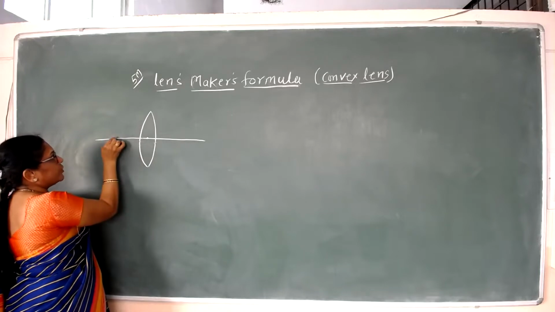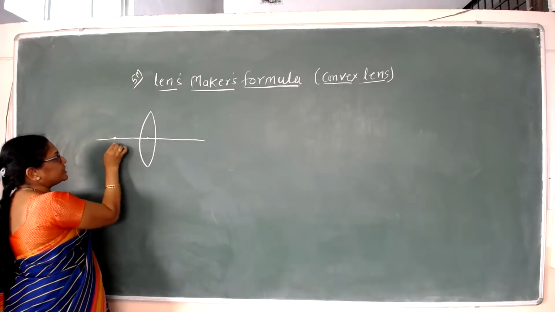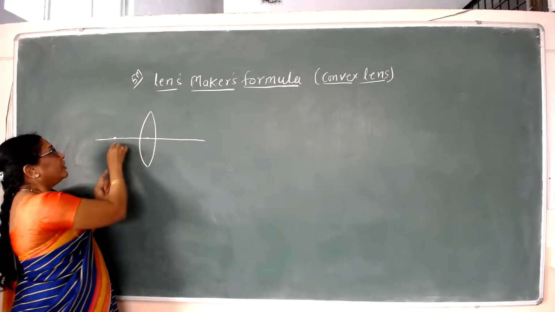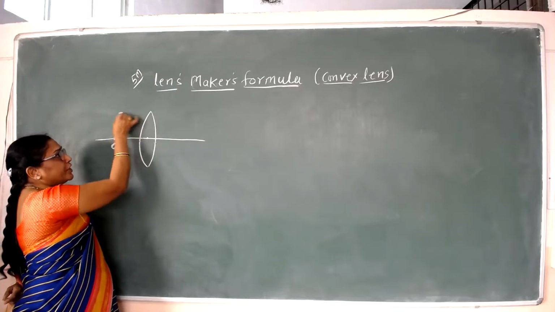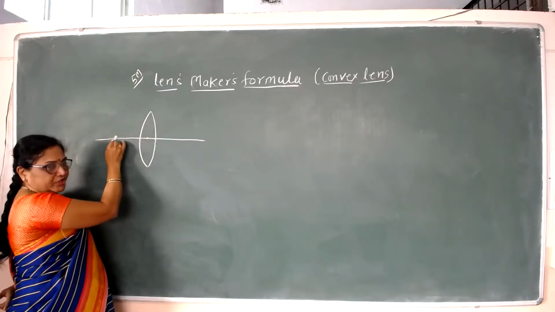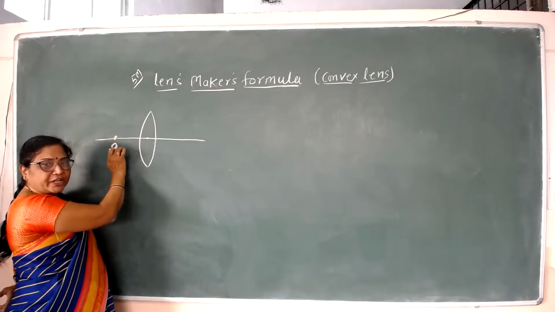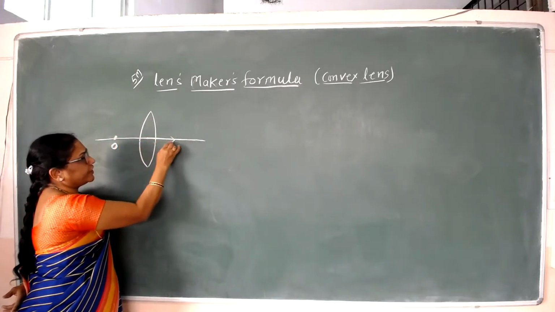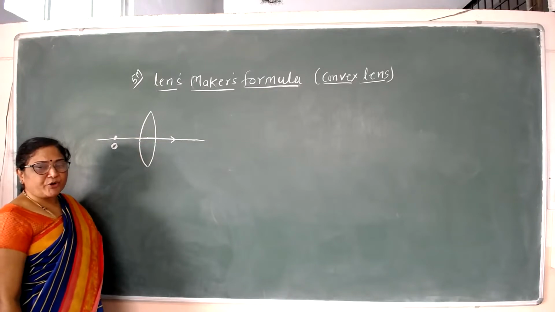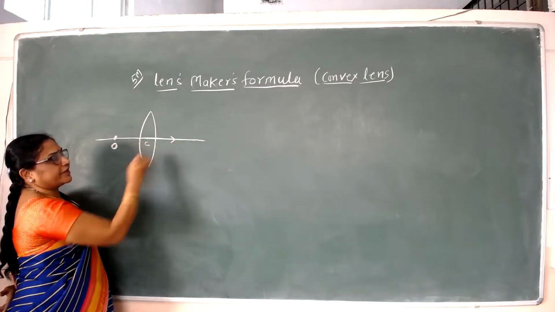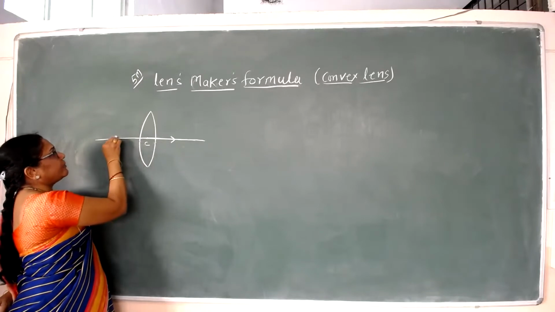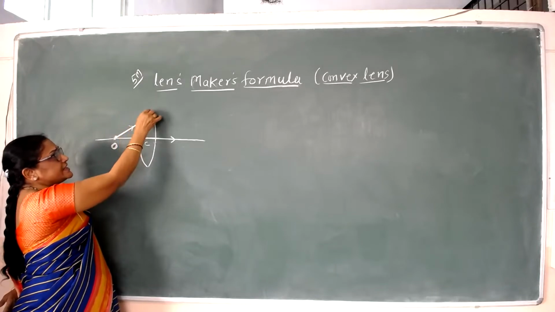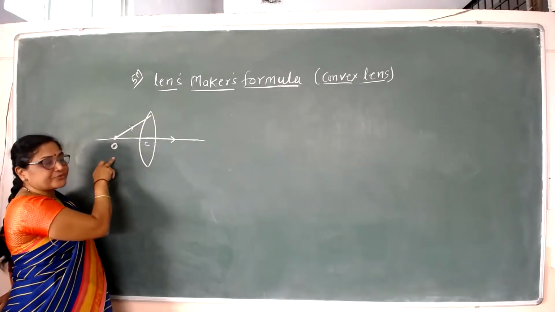Suppose a point object O is situated, which is a luminous object. When the point object O is situated on the principal axis, a number of light rays are propagated from this object. Suppose the first light ray is propagated undeviated through the optic center. Consider another ray of light which is incident on the convex lens from the object O.